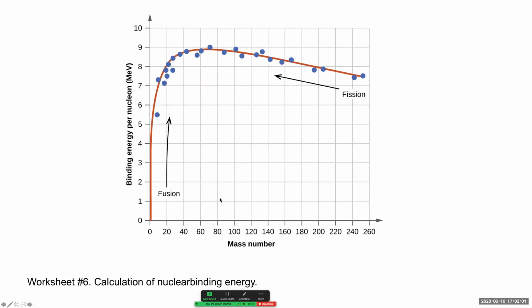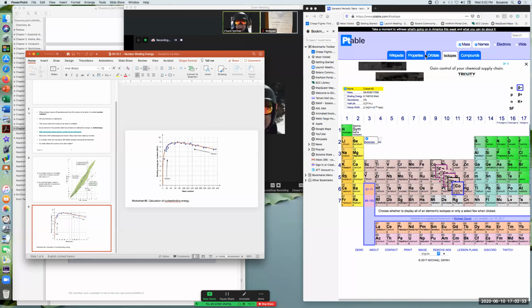That's really the end of this discussion, this PowerPoint on 12.1. What I want to do now is, if you've read chapter 12.1, you notice there's quite a few calculations on calculating this binding energy. So that's worksheet 6. Let's go to that now. So get out of the PowerPoint, and I'm going to go over this worksheet.